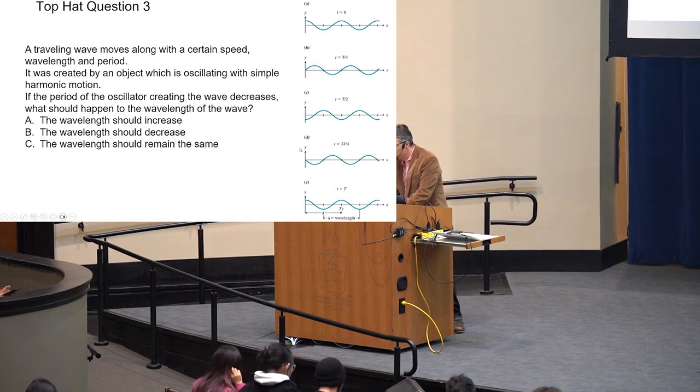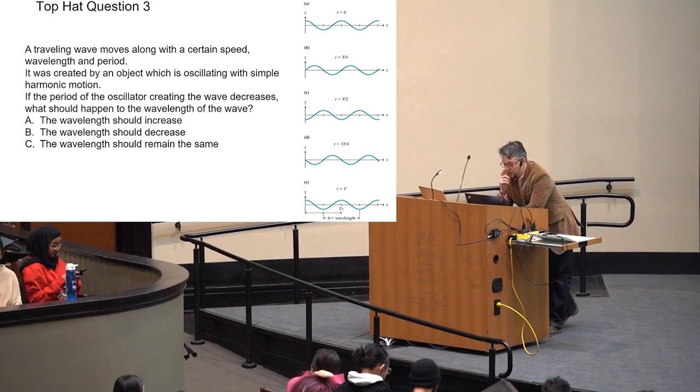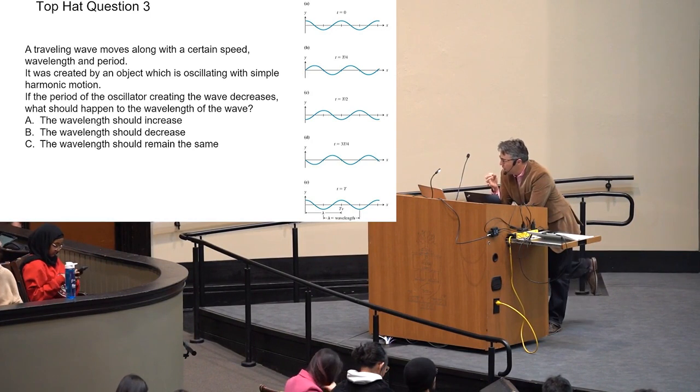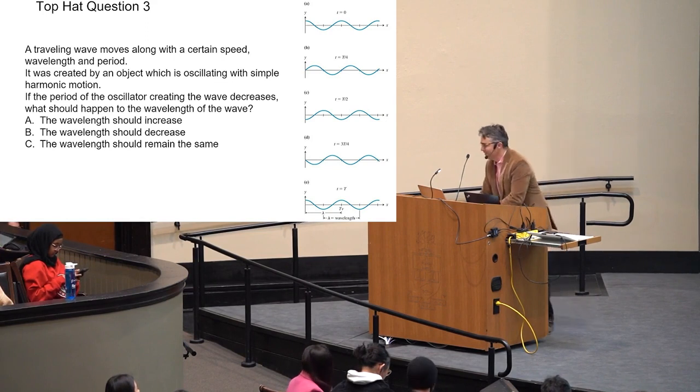This one's maybe what you're sort of thinking. A traveling wave moves along with a certain speed, wavelength, and period. It is created by an object which is oscillating with simple harmonic motion. If the period of the oscillator creating the wave decreases, what should happen to the wavelength of the wave?